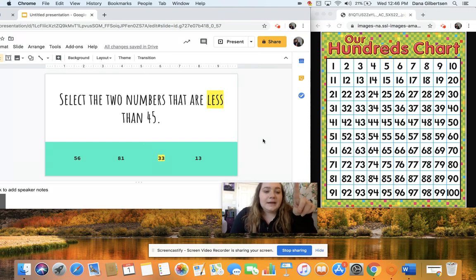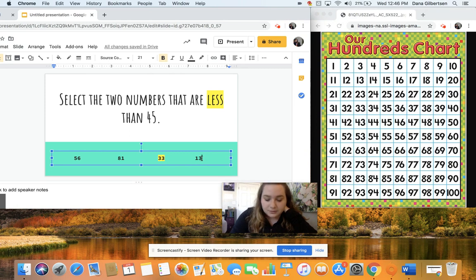I see that it says I need to find two numbers. And right now I've only found one. So I need to find that second number that is less than 45. So let's take a look at 13. Good mathematicians always check every single option to make sure that they're doing it right.